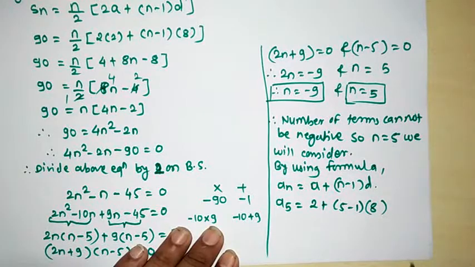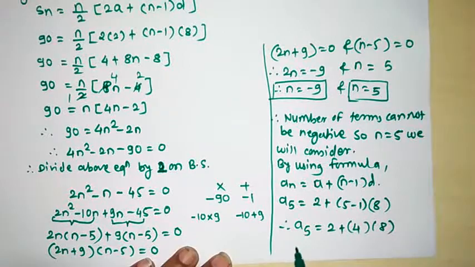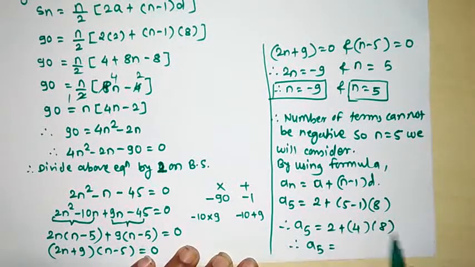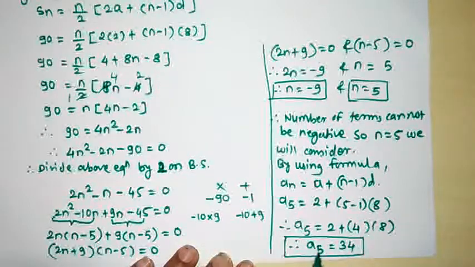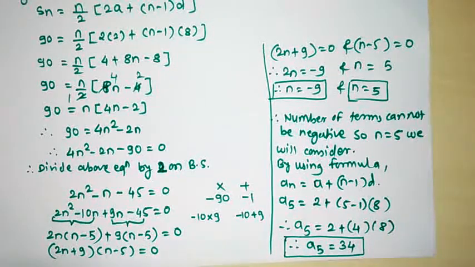D is given in a question, that is 8. Therefore a5 is equal to 2 plus 5 minus 1, that is 4 into 8. Now see here, therefore a5 is equal to, after solving this we will get 4 into 8, how much? 4 into 8, 32 plus 2, which is equal to 34. Therefore we got a5, that is an. Nth term is equal to 34, that is fifth term, because there are total 5 terms. This is the only an.